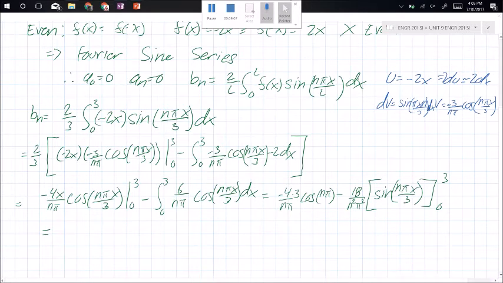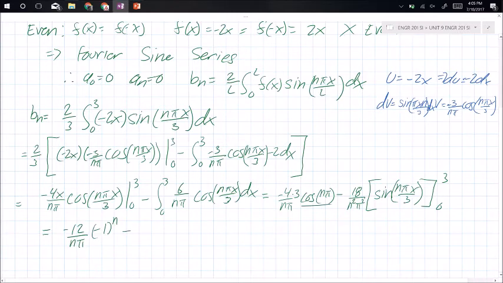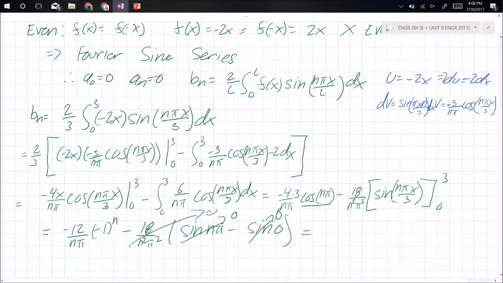And this would equal negative 12 over n pi cosine of n pi, which you can rewrite as negative 1 to the n. Then minus, so this term is going to be 18 over n squared pi squared, but it's going to be sine of n pi minus sine of 0. So this term will go to 0 because the sine of pi with any integer coefficient will be 0, because sine of pi is 0, sine of 2 pi is 0, sine of 3 pi is 0, and sine of 0 is 0. So this in turn goes to 0 as well. So it just equals negative 12 over n pi times negative 1 to the n.